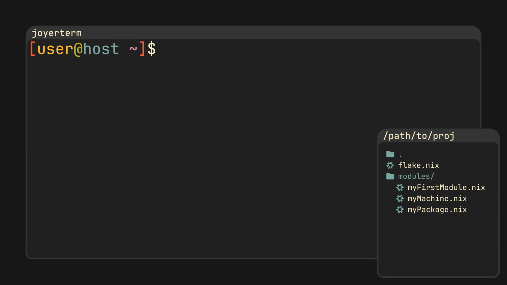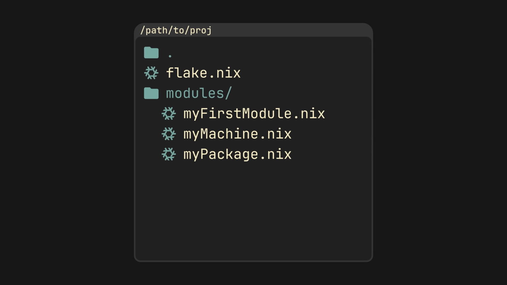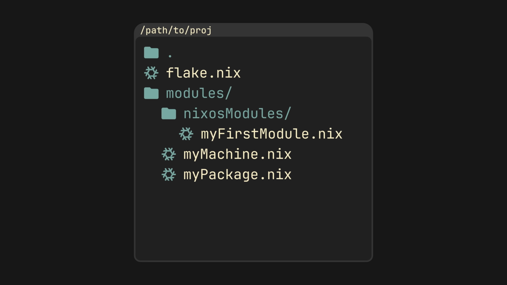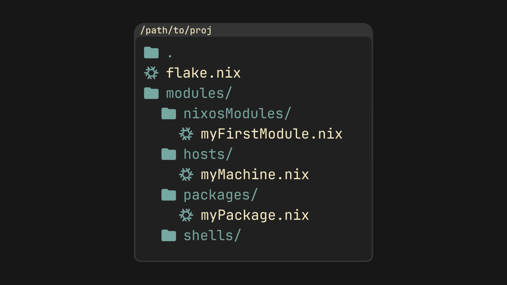Plus, since all of your packages and modules are stored in the outputs, you obviously get the benefits of being able to access them all externally, allowing you to run the packages from your Flake with Nix run, or share your modules with your friends. To go a step further, we can also restructure our modules directory, put the NixOS modules in the NixOS module subdirectory, our system in the host directory, make another one for packages and shells, and just continue to build your Flake, moving files around whenever you please with no consequences.